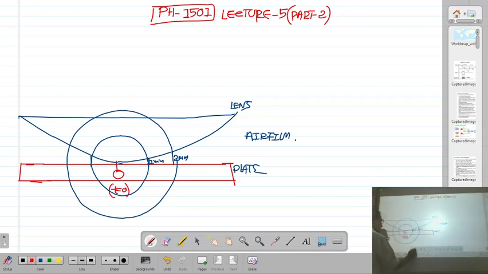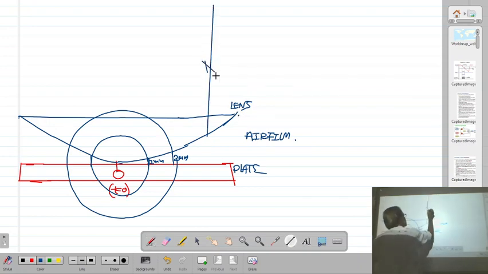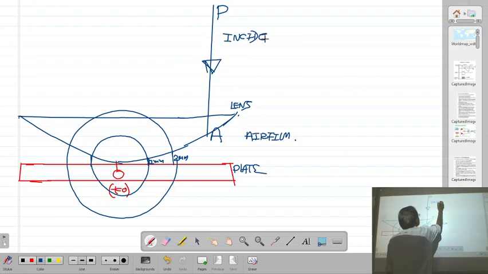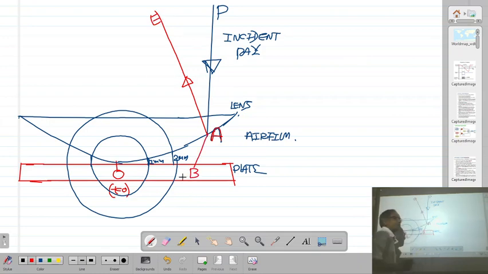When the ray of light is incident on the convex lens and glass plate system at point A, the incident ray is partly reflected in the direction AE and partly transmitted in the direction AB. This thing you have studied in the theory of thin film.